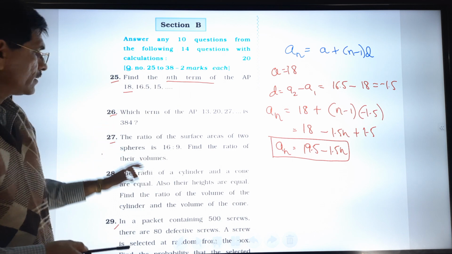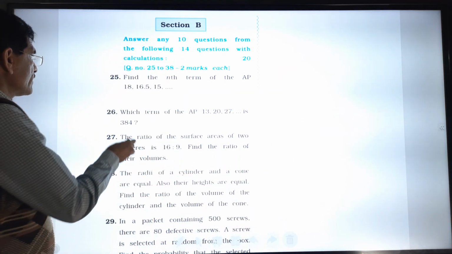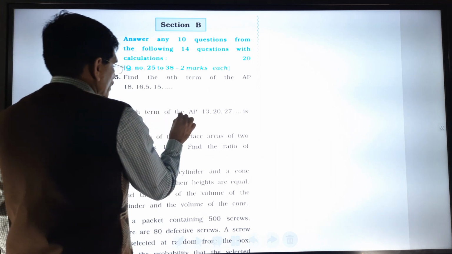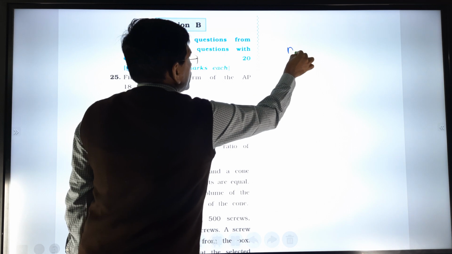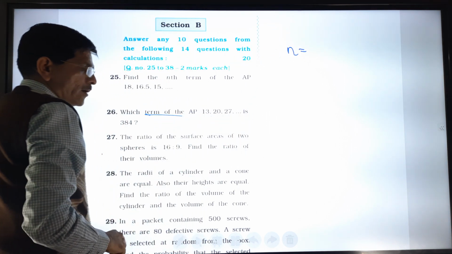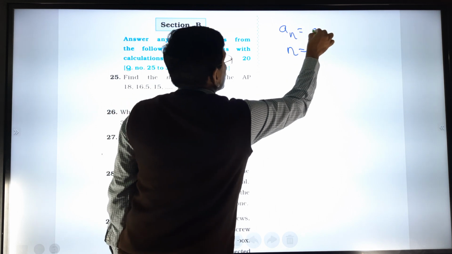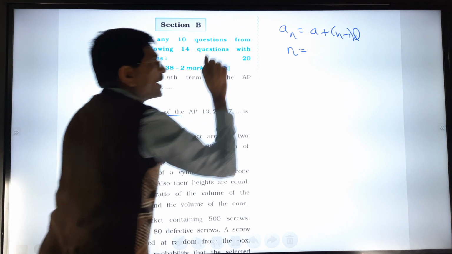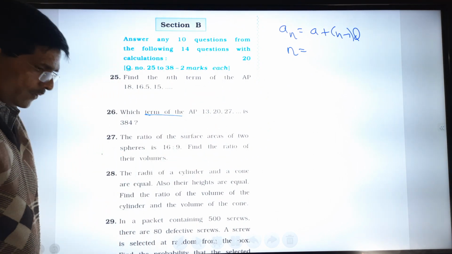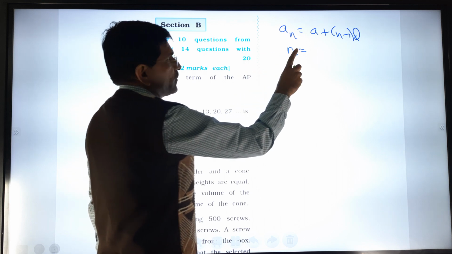Now next, that is question number 26. In question number 26, which term? Again, term means we have to find n. Now we already have a formula: An is equal to A plus (n minus 1)d. We can solve this in two different ways.